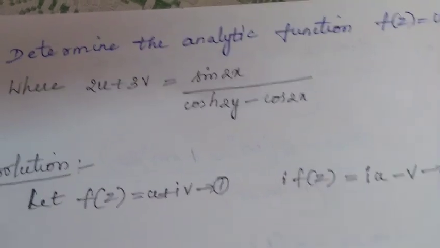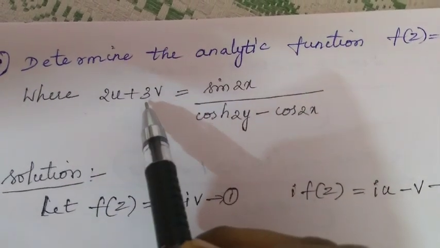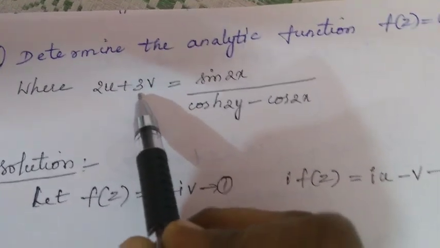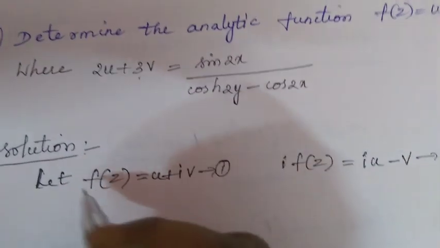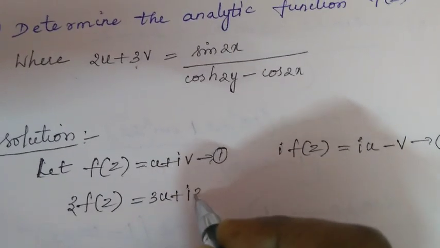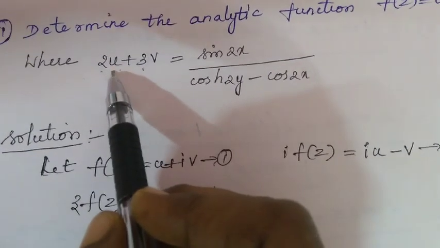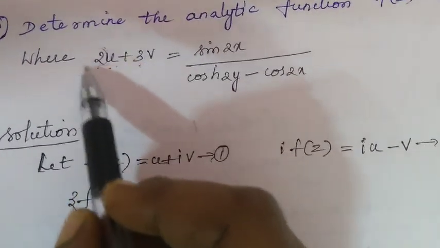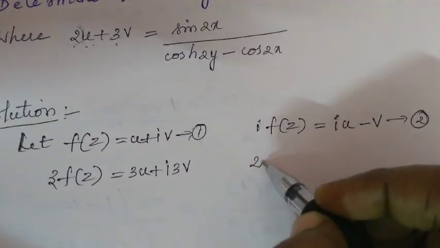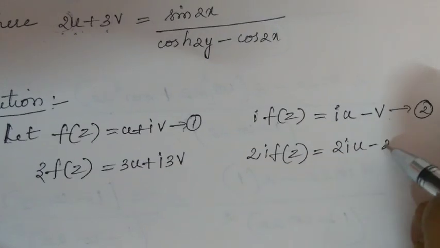Let this be the second equation. And now you see the constant that is along with v. The constant with v is 3. So this 3 you multiply with the first equation, so I'll have 3f of z equal to 3u plus i 3v. And now the constant with u, what is it? You have 2. So this 2 you should multiply with the second equation, so you write 2i f of z equal to 2iu minus 2v.